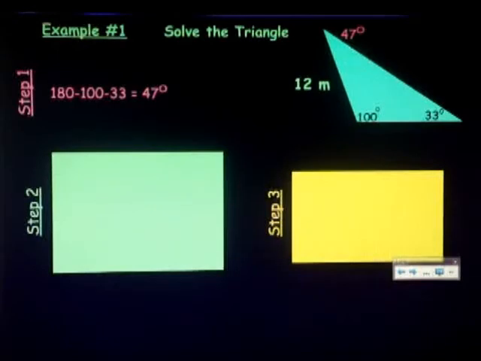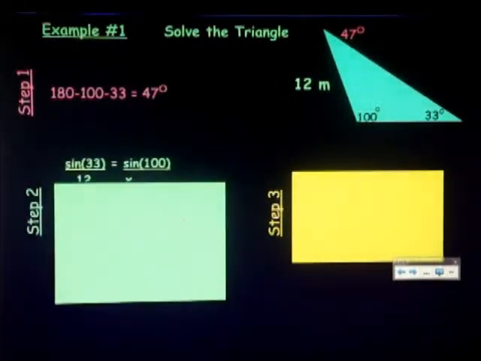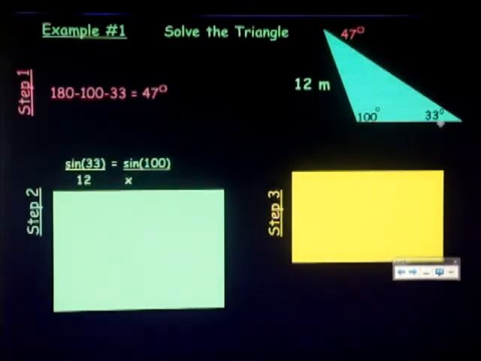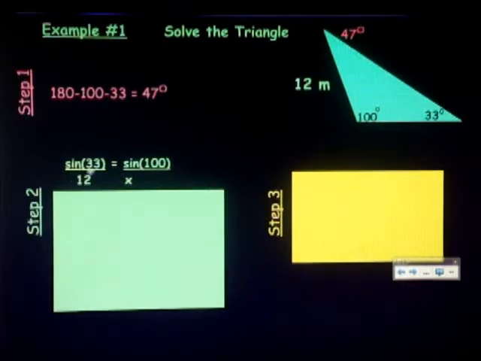So we're going to use our formula. We always start with the angle and the side opposite that we know. We have to have a matching pair. So we know 33 degrees, and we know 12 meters is opposite of that. That's where we begin when we write our formula. The sine of 33 over 12, that ratio, is equal to the ratio of sine of 100 over x. The missing side we have here is where my mouse is pointing.